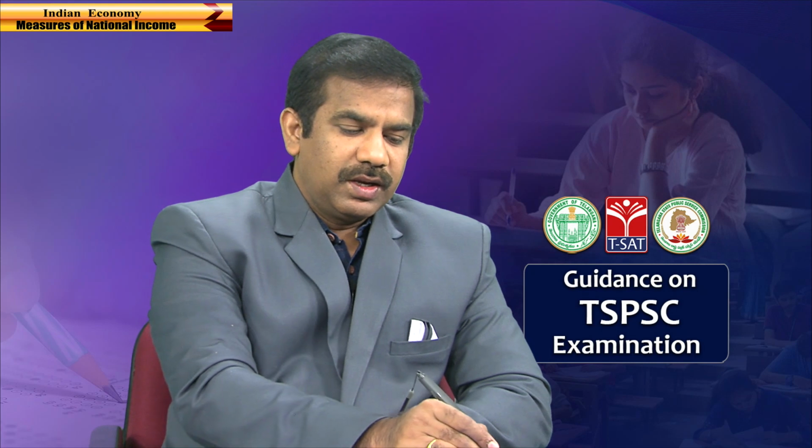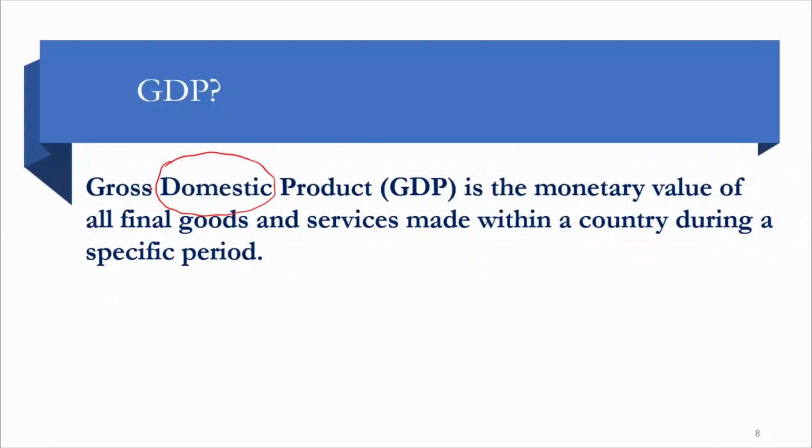Now let's continue the discussion of the first topic and look at the first and foremost measure of national income, that is GDP. GDP stands for gross domestic product. Whenever you come across this term, the most important thing to emphasize is domestic. If you are aware of what exactly domestic production is, then the definition is very simple. So how would you define GDP? GDP is the monetary value. When I say monetary value, anything expressed in terms of money, these many rupees, these many dollars, or these many euros, that's what we call a monetary value. Monetary simply means money value.